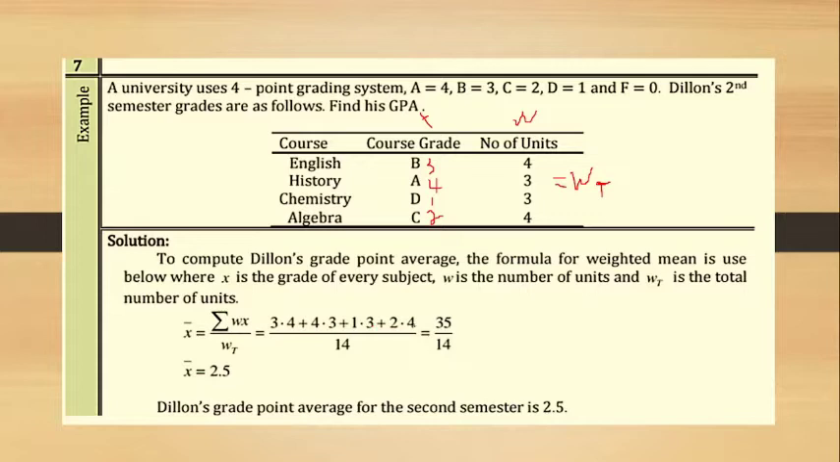To solve, 3 times 4 is 12, plus 12, plus 3, plus 8 is equal to 35 all over 14. Why did it become 14? This is the w sub t: 4 plus 3 plus 3 plus 4 is equivalent to 14. So, 35 over 14 is equal to 2.5. So, Dillon's grade point average for the second semester is 2.5.